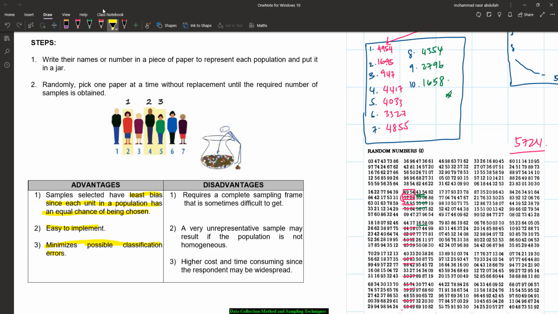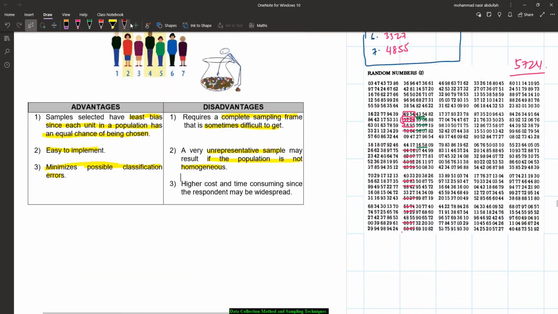The disadvantage: a complete sampling frame is sometimes difficult to get, right? A very unrepresentative sample may result if the population is not homogeneous. This is why we need to make sure our population characteristic is homogeneous. Homogeneous means having the same characteristics. That means all students in UiTM Tapah. We must take students only, we cannot take staff and lecturers. It will also cost a lot of money and be time consuming, since the respondents might be widespread.